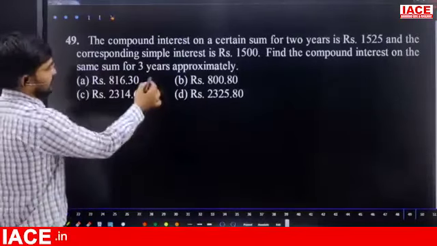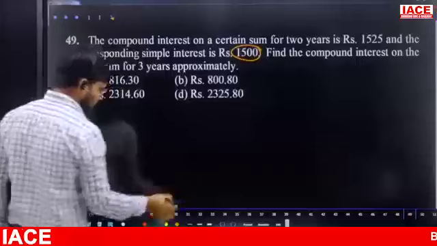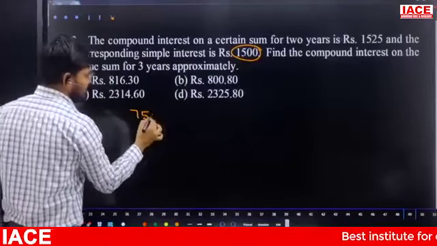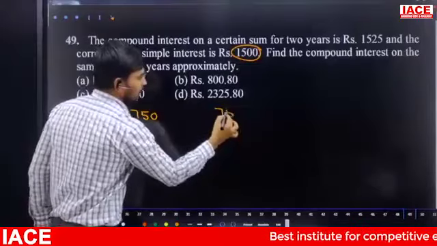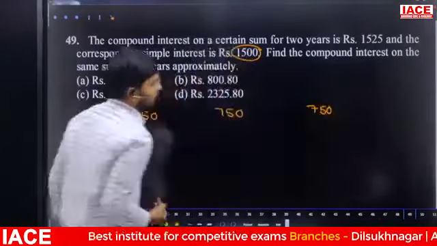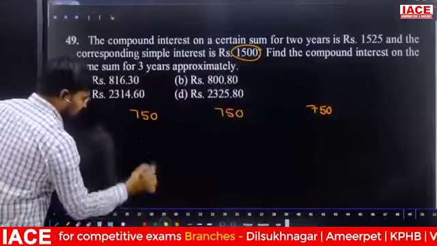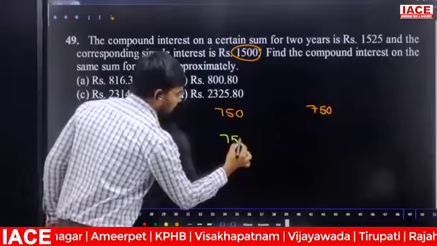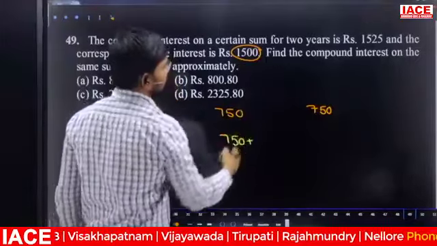2 years simple interest is what? 1500. 2 years simple interest is 1500. So every year the interest is the same. First year it is 750, second year is also 750, third year is also 750. Every year it is 750 only. Now coming to compound interest, first year it is 750, second year compound interest is 750 plus interest on 750, which is how much? 25.